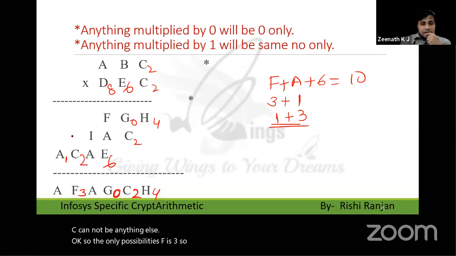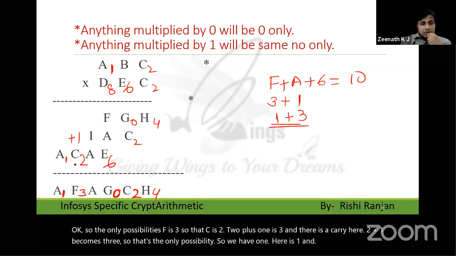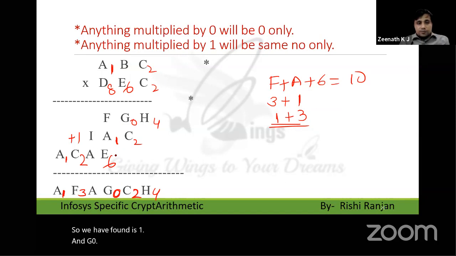2 plus 1 is 3, and there is a carry here. 2 plus 1 becomes 3. So that's the only possibility. So we have 1 here. A is 1, and okay, all right. So we have found A is 1, and G is 0. This much is found now. Okay. And once this much is found, now I have to think about I.